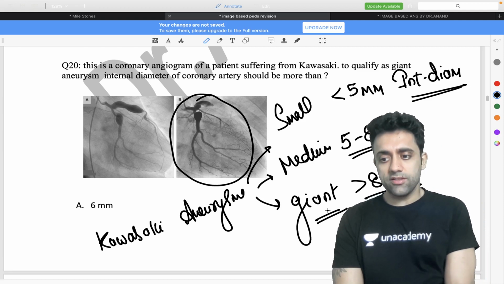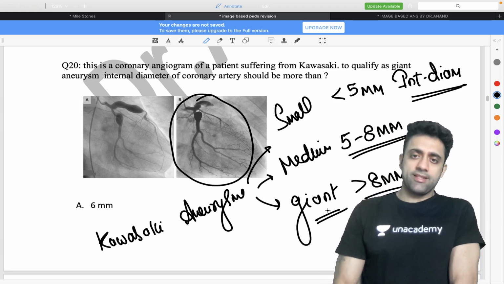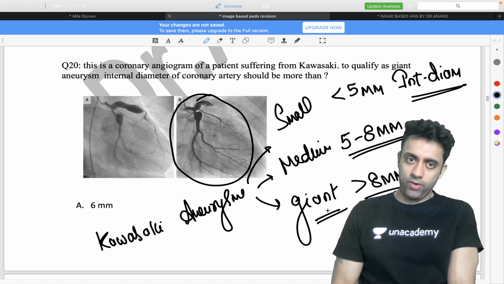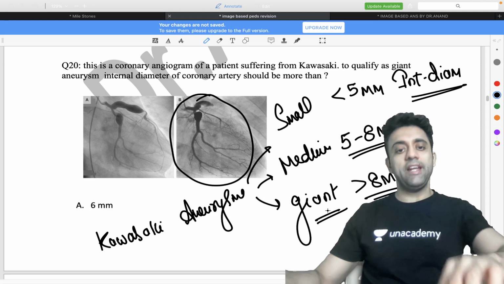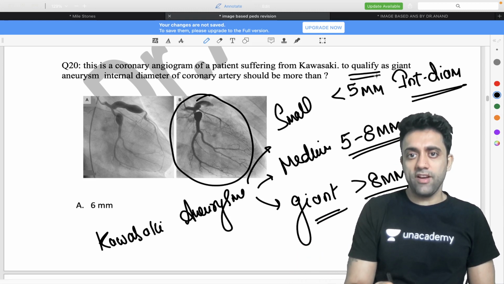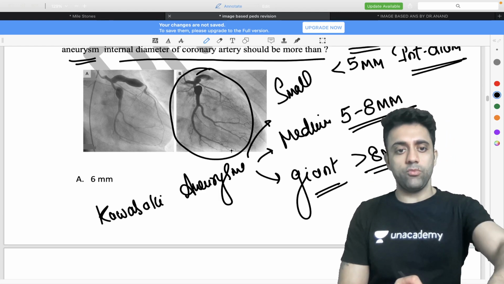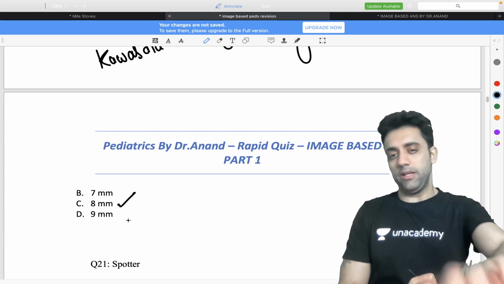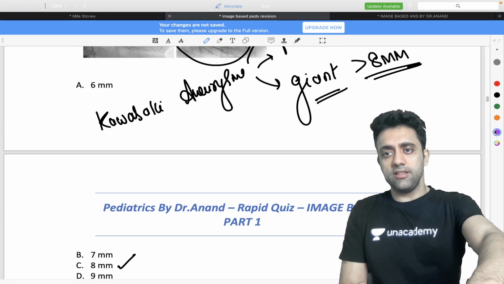So Kawasaki aneurysms, most importantly, remember they are small, medium, and giant. Small are less than 5 millimeter, medium are 5 to 8 millimeter, and to call it a giant, it should be more than 8 millimeter. So that's the question only. To qualify as giant aneurysm, internal diameter of the coronary artery should be more than 8 millimeter.